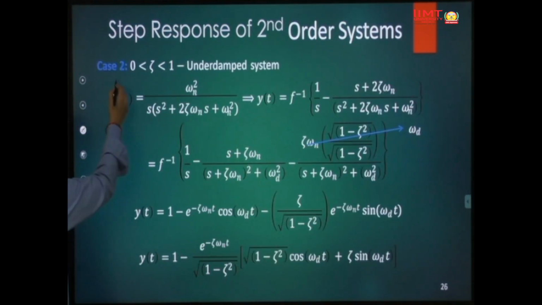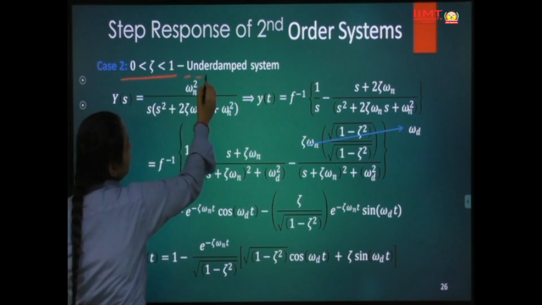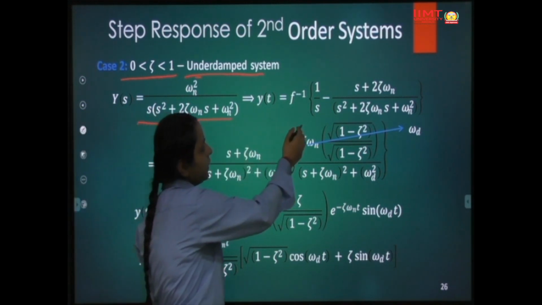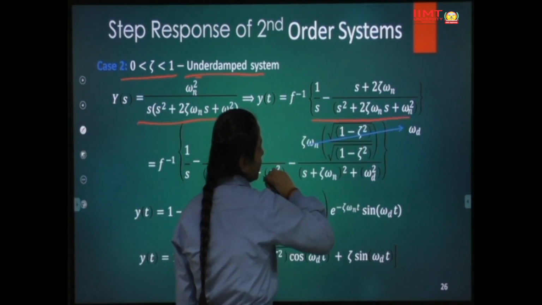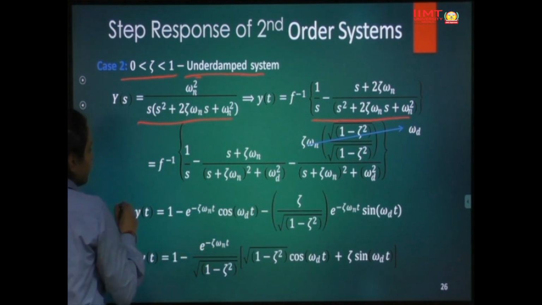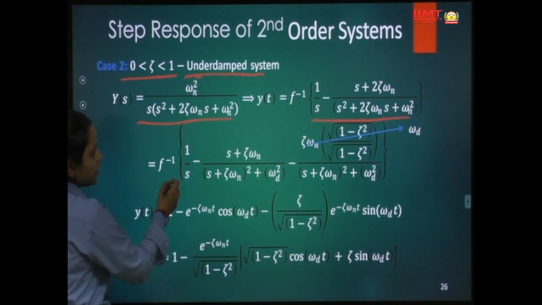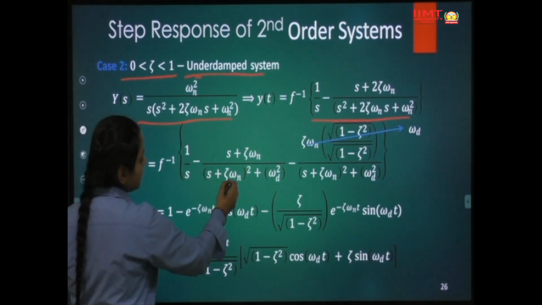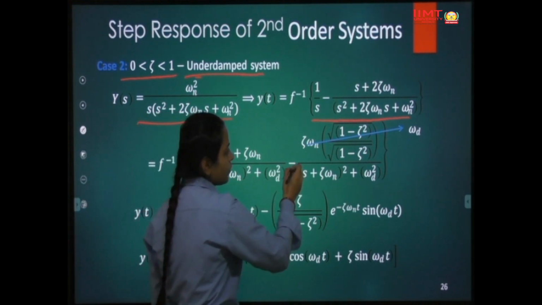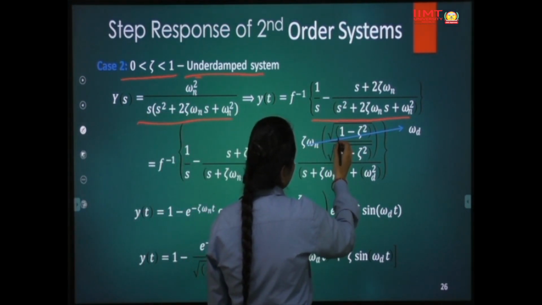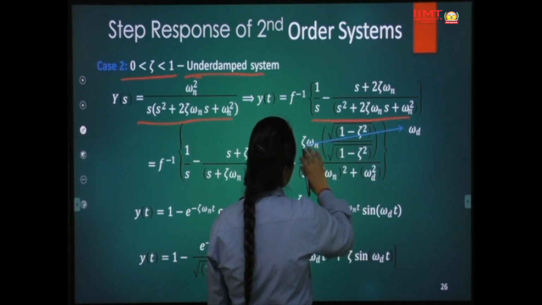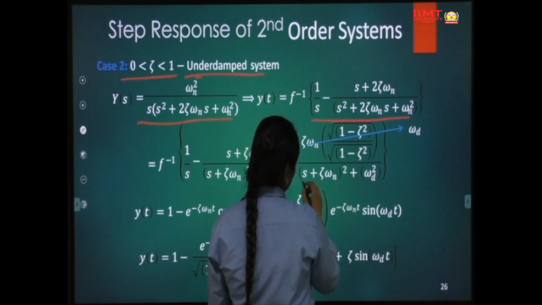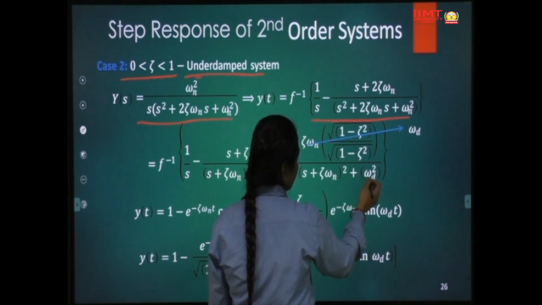Another case is when zeta is in between 0 and 1, which is called the underdamped system. Again we have complex conjugate roots, and we can do the partial fractions. We get 1 by s minus (s plus zeta omega n) upon (s plus zeta omega n) whole square plus omega d square, minus zeta omega n, which is omega d upon under root 1 minus zeta square, and this under root 1 minus zeta square would get cancelled out, upon (s plus zeta omega n) whole square plus omega d square.